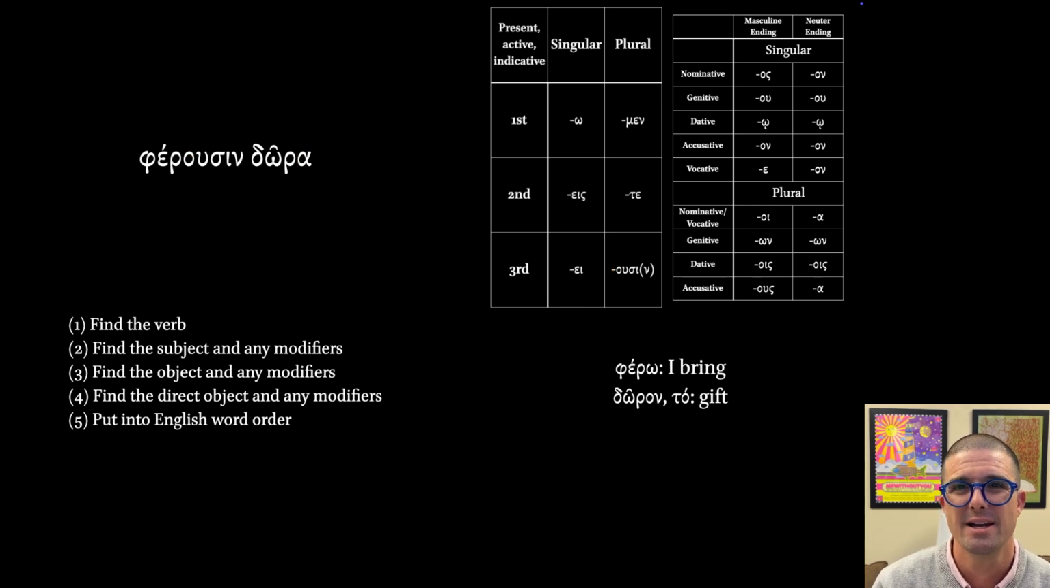Let's go ahead and try another one. Once again, go ahead and pause the video here. See if you can't determine what this sentence is by first finding the verb, the subject, and then the object.